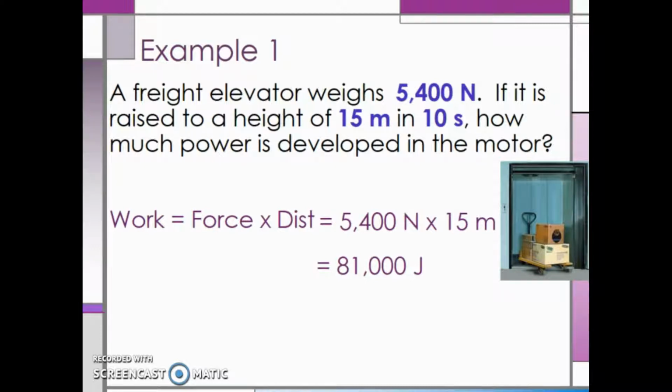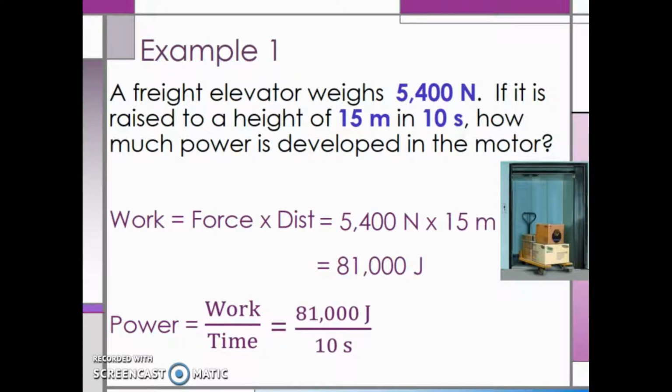Now, since we have metric measurements, we will use the formula for power in the metric system. Power is equal to work divided by time. We just found that the work performed was 81,000 joules, and the time we are told is 10 seconds. Therefore, the power developed in this motor is 8,100 watts.